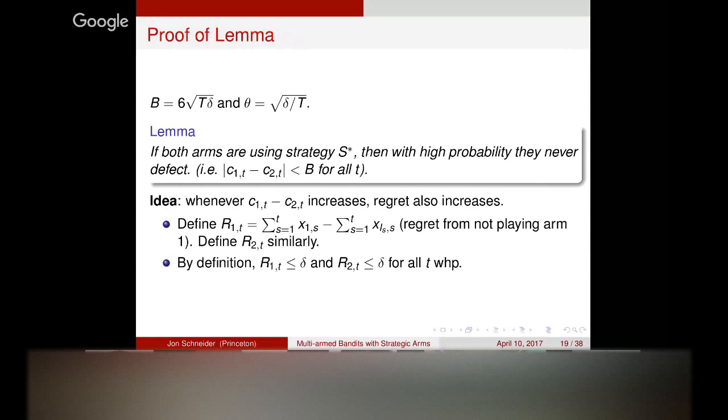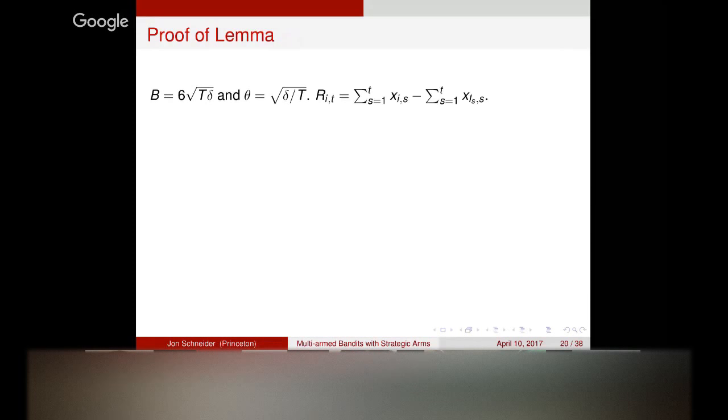So let R1t be the total regret due to not playing arm one: arm one's value up to time t minus the value of the arms you've chosen up to time t. And let's define R2t similarly. By definition, since we're using strong low regret algorithms, R1t and R2t are less than delta for all times t with high probability. All right, so when do you accumulate regret? When do R1t and R2t change?